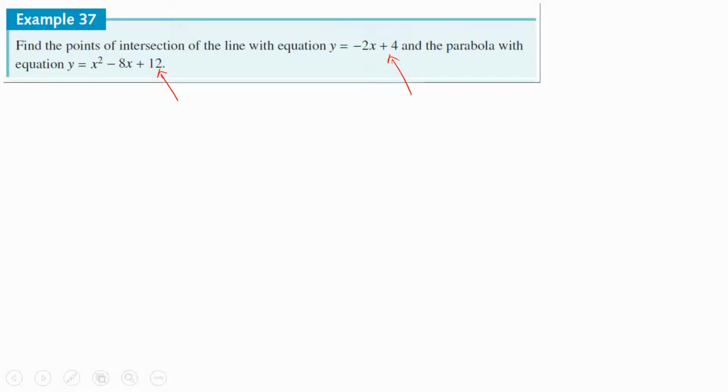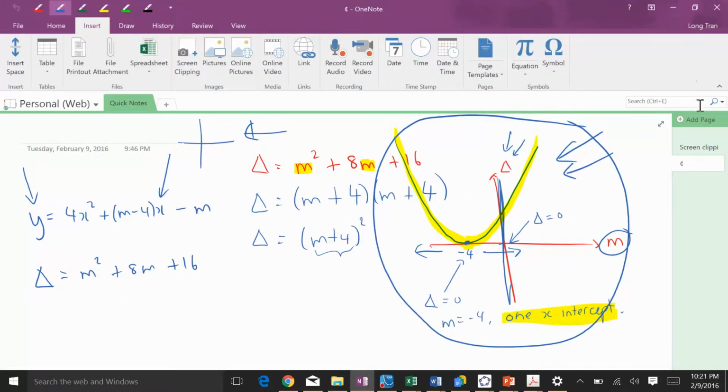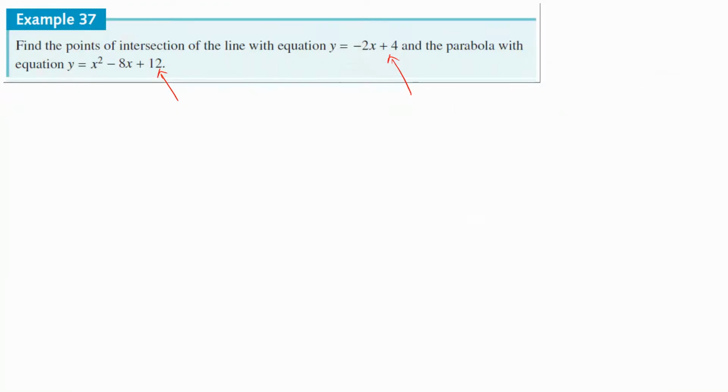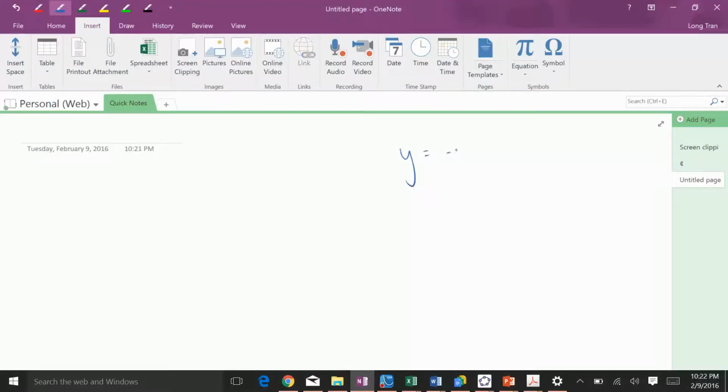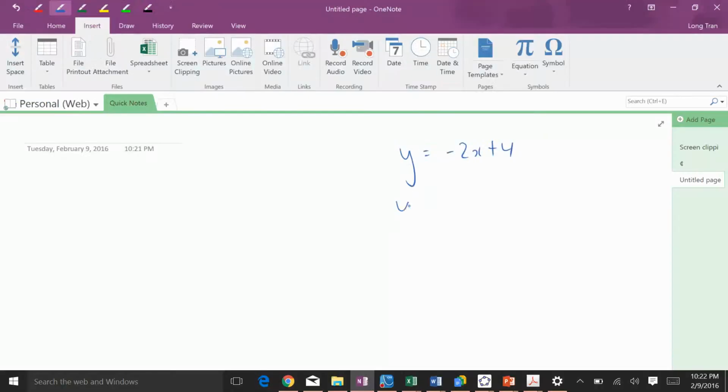Actually, I'll do it on OneNote because this computer lags. So let's try a new one. We said y equals negative 2x plus 4, and we're saying y equals x squared minus 8x plus 12.